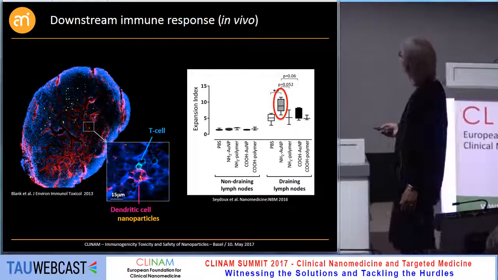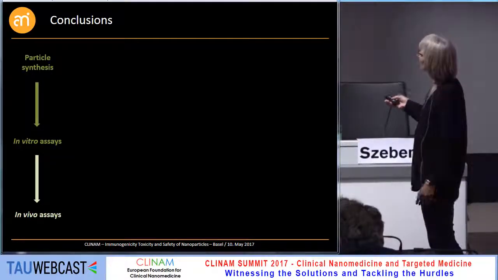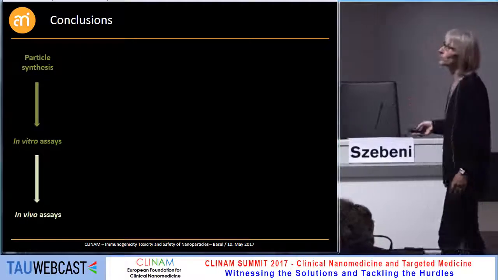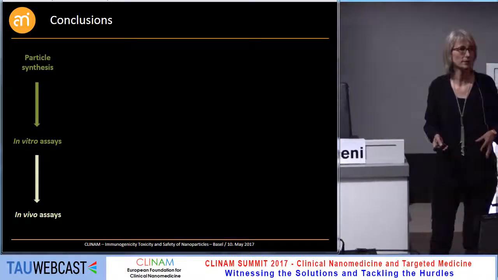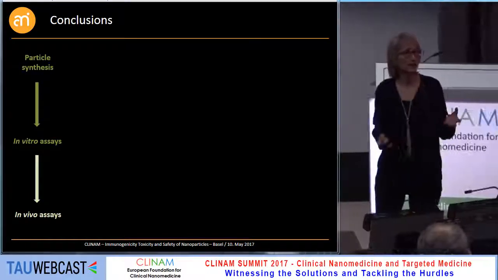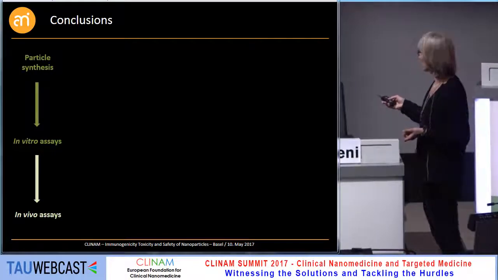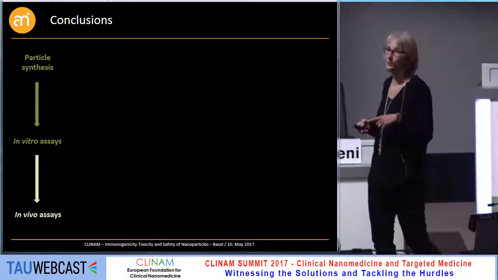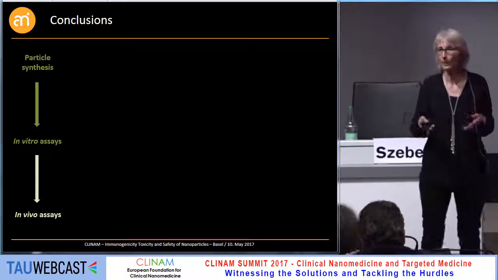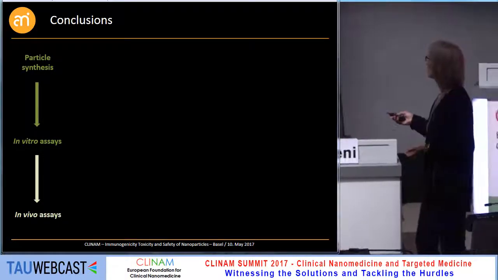So taking all these results together, I would like to emphasize that we should maybe still focus a little bit more on a thorough particle synthesis and characterization. We have heard about agglomeration in the pristine bulk suspension. We also have the possibility to use different cells from different species to compare pig and human cells before we go into in vivo assays.